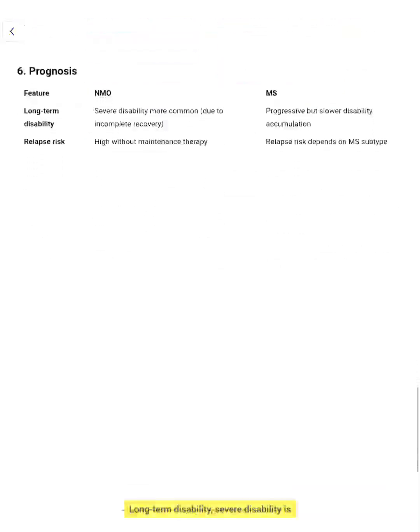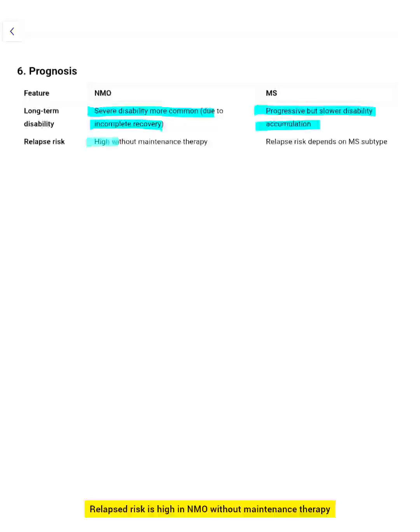Coming to the prognosis, long-term severe disability is more common in NMO due to incomplete recovery, right? Multiple sclerosis is progressive but with slower disability accumulation. Relapse risk is high in NMO without maintenance therapy. Okay, and in multiple sclerosis, it depends on which subtype it is, that is primary progressive, secondary progressive, or relapsing remitting.